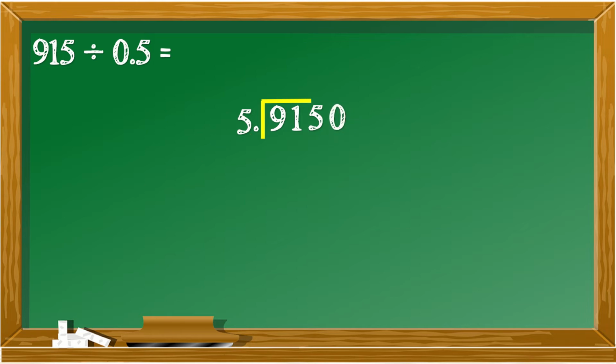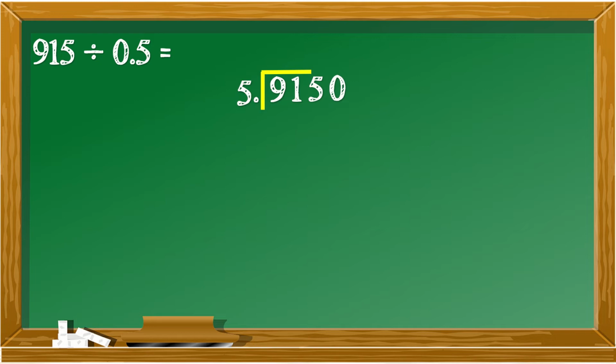Let us proceed in dividing. Since this is a 1 digit divisor, we will get 1 digit from the dividend too. Since 9 is greater than 5, we can proceed in division. 9 divided by 5 is 1. 1 times 5 is 5. Subtract. 9 minus 5 is 4.